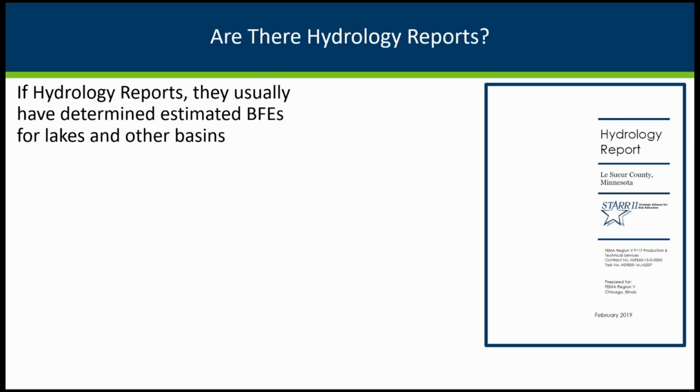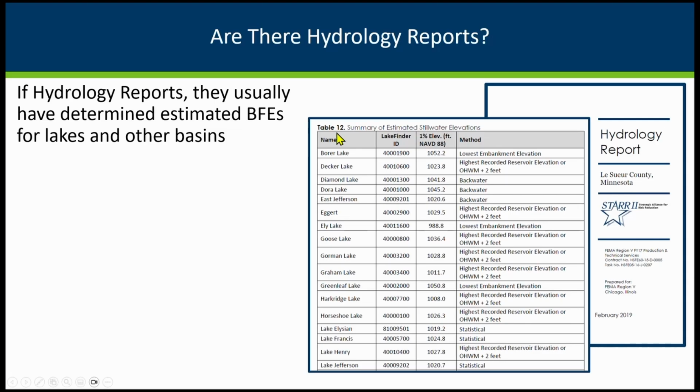In some of the other digital new map counties, there may not be detailed study, but they may have done some hydrology reports. Here's an example from LeSueur County. The report was issued in 2019, and in that report, one of the tables shows the lakes and shows the 1% annual chance flood elevation to that nearest tenth of a foot that we need. So we could use that information as our best available data for those lakes.